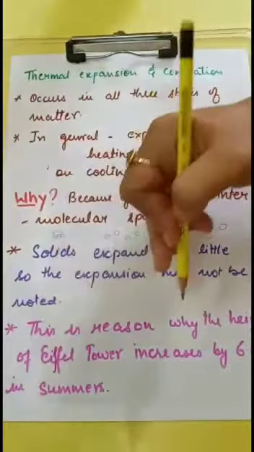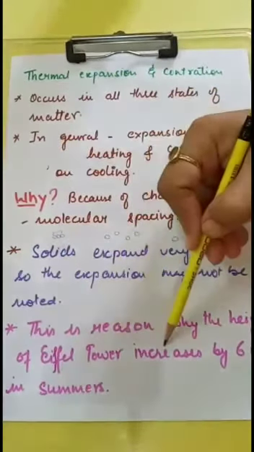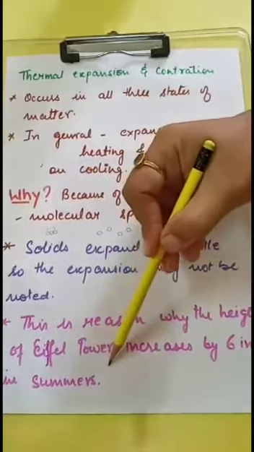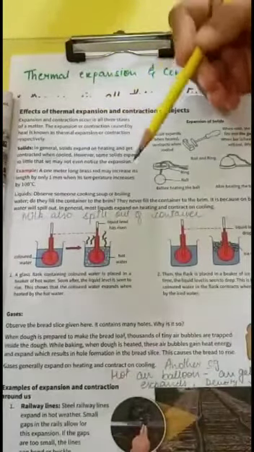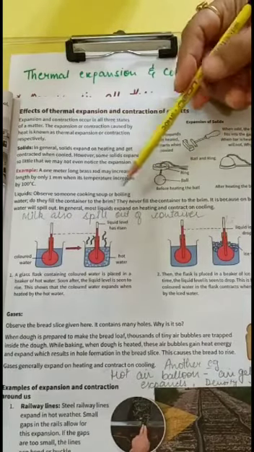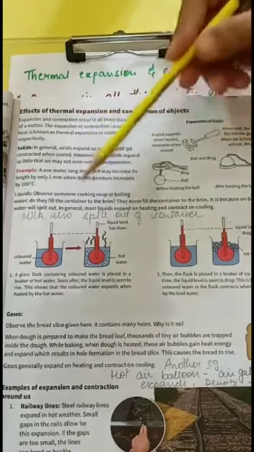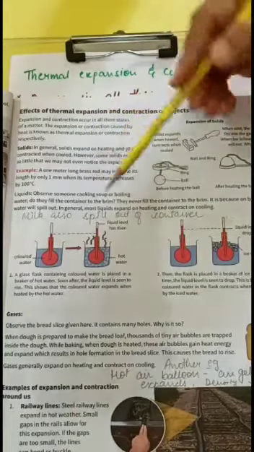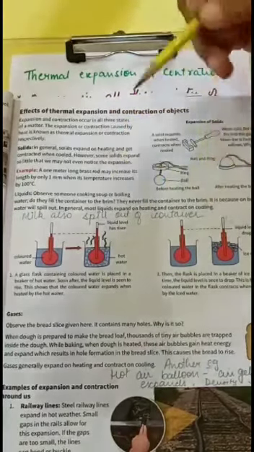This expansion of the solid is the reason why the height of the Eiffel Tower increases by 6 inches in summers. A few other examples of expansion in liquid are when your mothers boil milk in the kitchen, or they boil water or soup. They don't fill it up to the brim. They keep it low, as any liquid which boils, if filled up to the brim, will move out because of expansion.